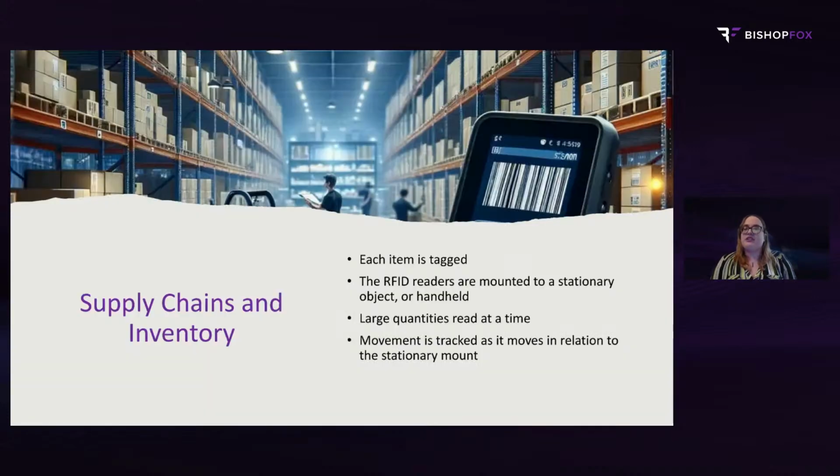So I did mention that supply chains and inventory frequently use RFID. And these are so that they can be tagged, categorized together, put together in a warehouse, and then maybe used for some sort of automation. So large quantities can be read at one time, and movement is tracked in relation to the stationary mount. So the mounts are screwed into the wall or poles within the room and have a purpose to be reading those specific RFID tags.